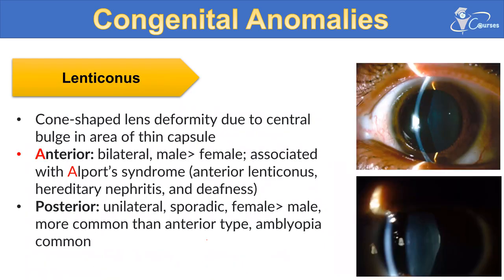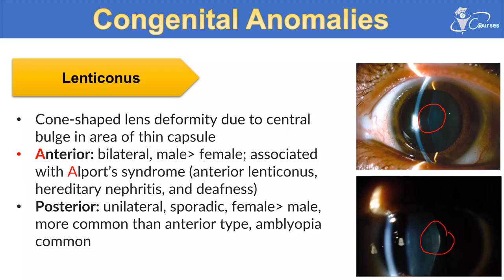Regarding the lenticonus, the lenticonus is like the keratoconus. The lens assumes a conical shape, like in keratoconus the cornea assumes a conical shape. In the lenticonus, it is a cone-shaped lens deformity due to a central bulge in an area of thin capsule. This can be anterior or posterior lenticonus. There will be a bulge in the anterior lens capsule filled by the lens, causing anterior lenticonus, or a bulge in the posterior capsule leading to a posterior cone.